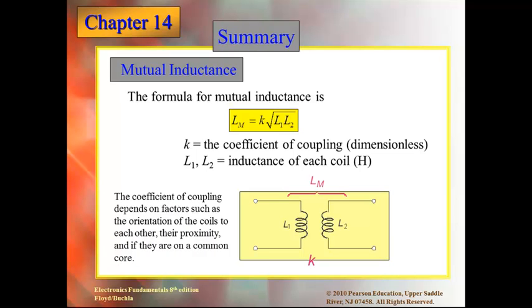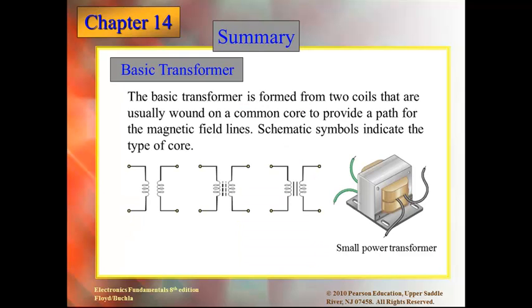Coefficient of coupling is dependent on how the coils are oriented to each other, the proximity to each other, how close they are, and then if they're wound on a common core, or if they're just two coils placed next to each other. The amount of mutual inductance is certainly important when we look at the simple transformer.